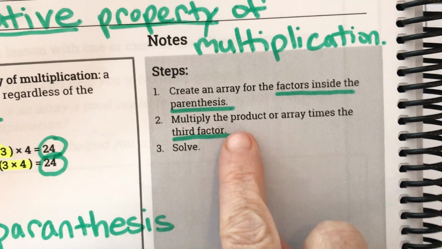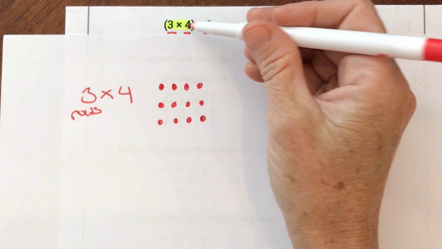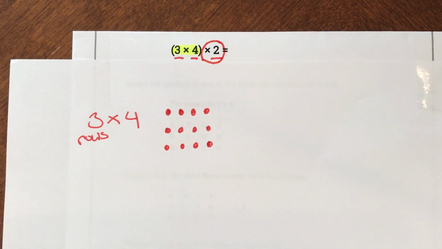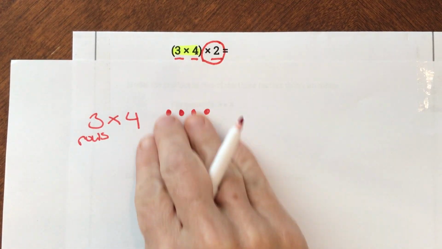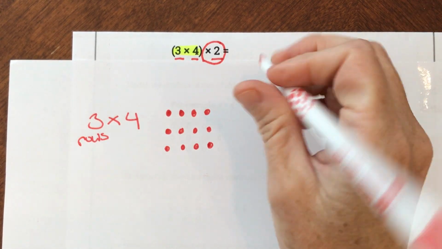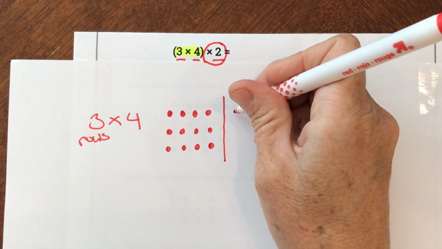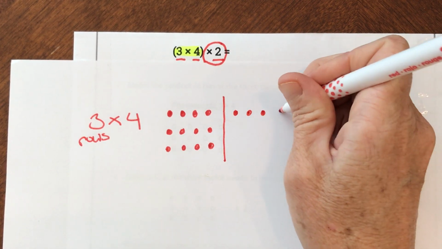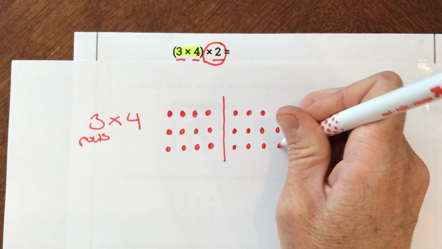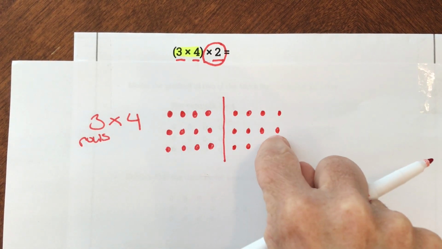It says multiply the product or array times the third factor. Okay, so they have 3 times 4, but they want me to do 3 times 4 2 times. So I did it 1 time here. They want me to do it another time. So there's 1 time. They want me to do the same thing 2 times. That's what that's telling me. So they want me to do 3 times 4, and do it 2 times.